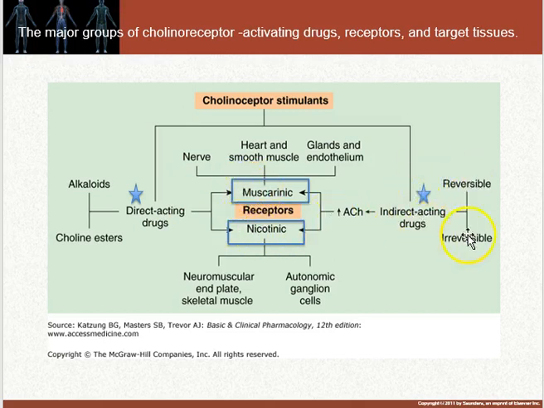There are drugs that are indirect-acting agonists, and so these are drugs that inhibit the degradation of acetylcholine by inhibiting acetylcholinesterase. And so there are some of the effects that we discussed in terms of the heart and smooth muscle, as well as the glands that are governed by acetylcholine stimulation. And then we're really not going to talk about the ganglionic cells. We're really going to focus on the neuromuscular end plate.